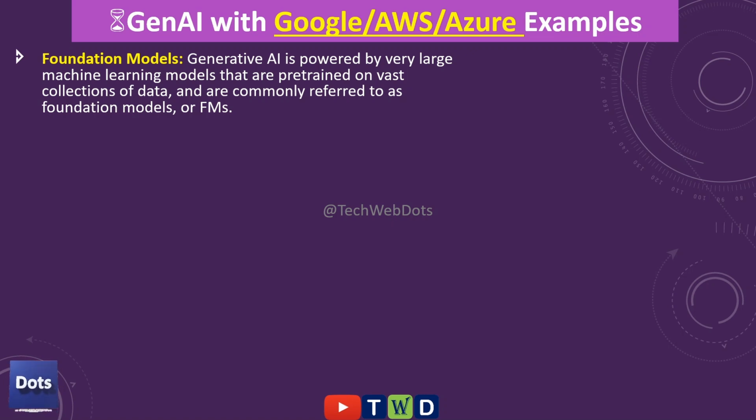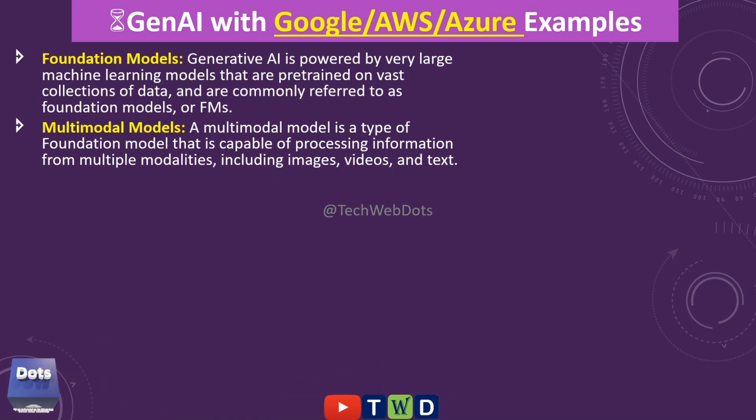Foundation models. Generative AI is powered by very large machine learning models that are pre-trained on a vast collection of data and are commonly referred to as foundation models or FM. In a broader sense, you can imagine a picture where we have artificial intelligence, a big circle. Under that, it contains machine learning or vision, and then under that we have generative AI, and then under that we have our foundation model or large language models that are actually doing everything, right? So that is what the definition says.